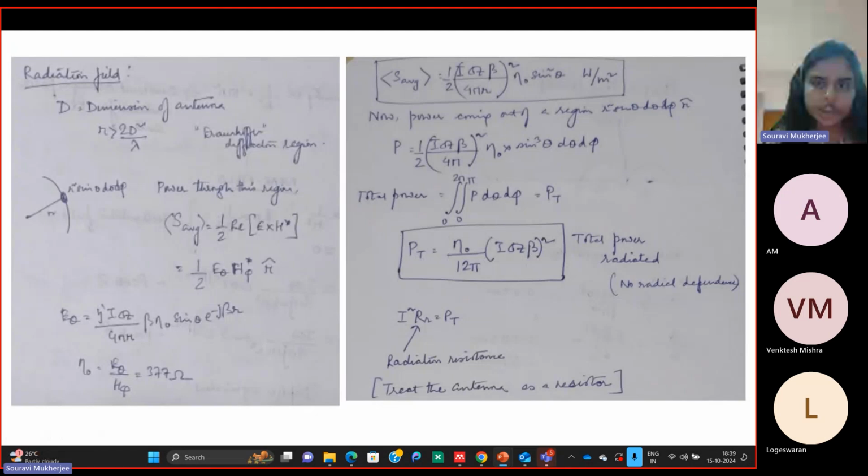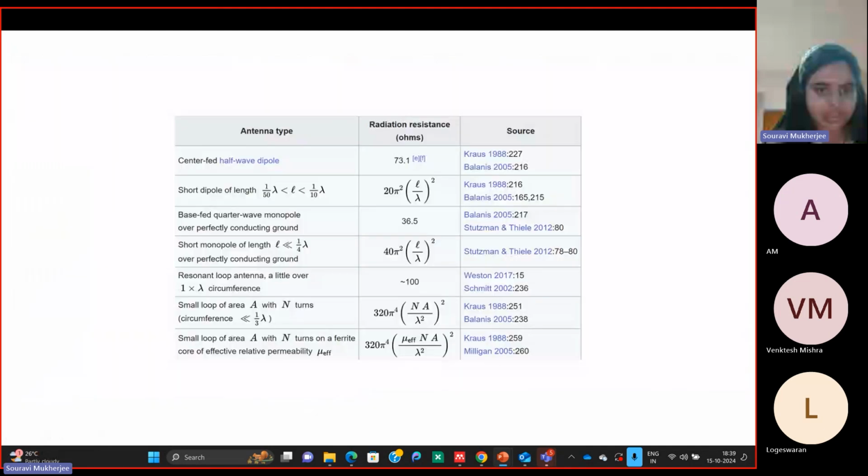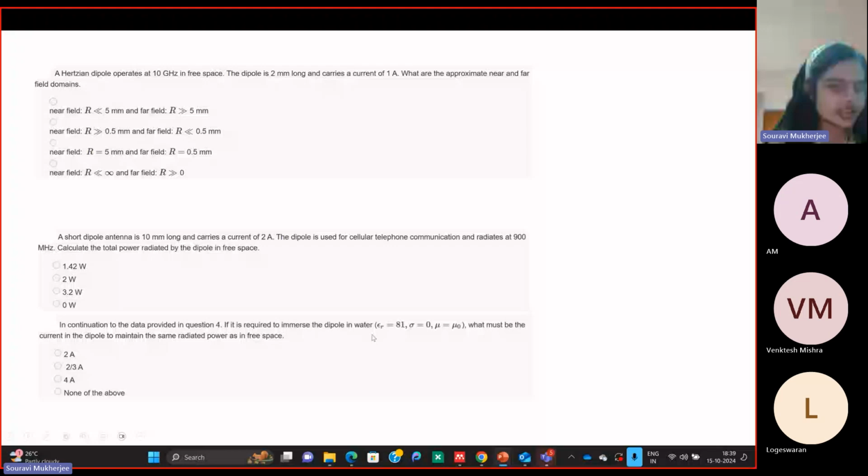Now, the next part of the question says that if it's not in air but in water, how much current is required to maintain the same power? What is important to note is that mu is equal to mu naught and epsilon r is given as 81. Sigma is 0. That means it's not a conducting medium; conductivity is negligible and considered to be 0. Only mu and epsilon r are given.